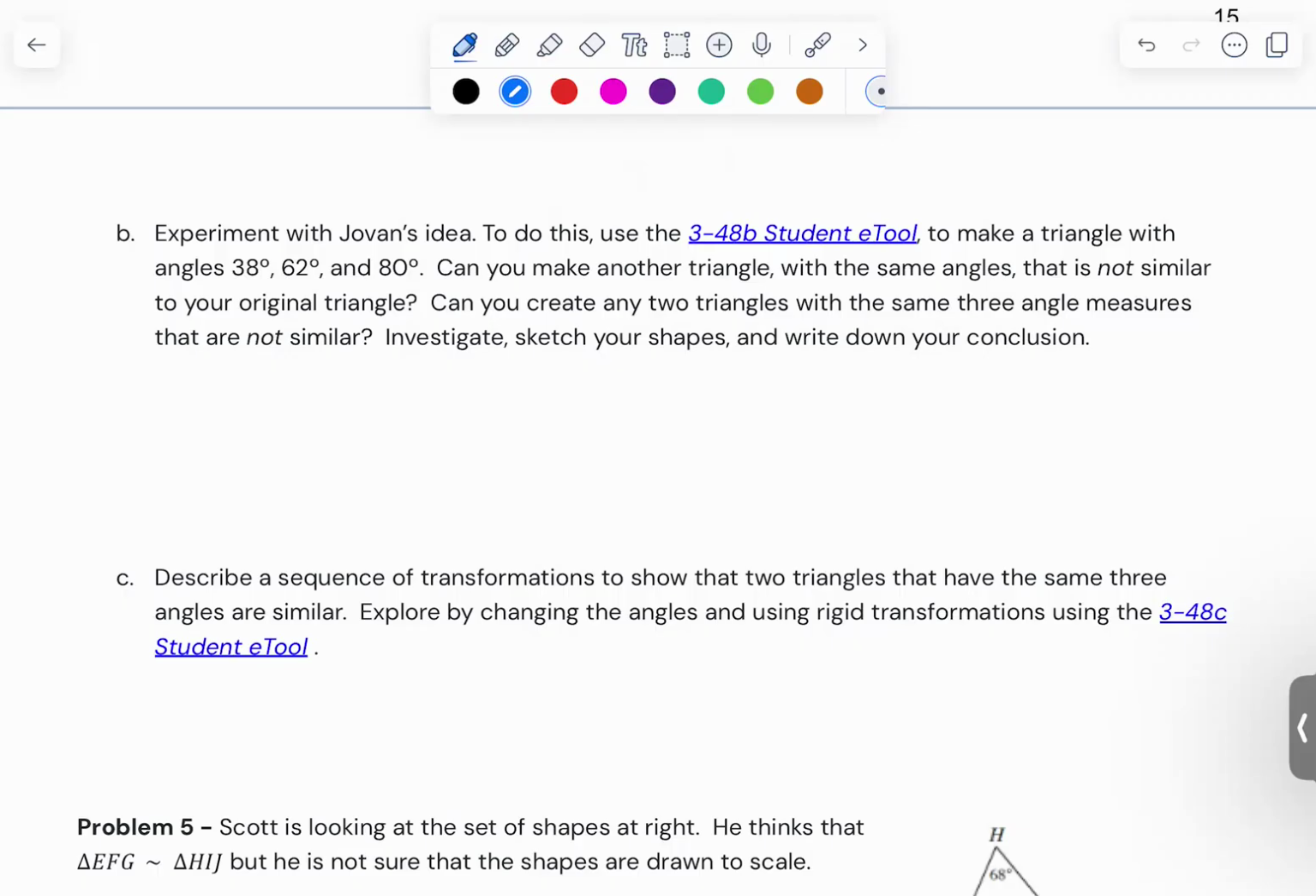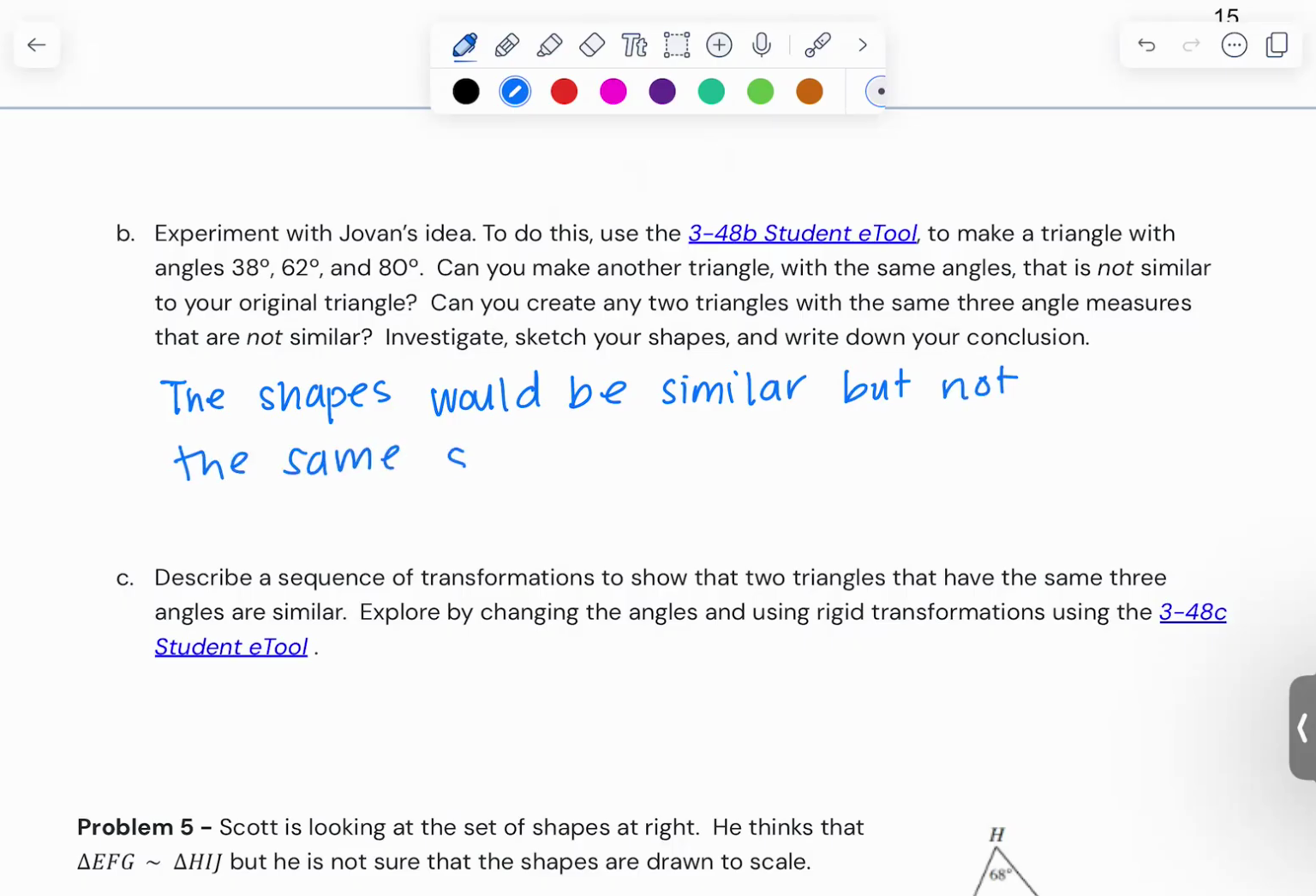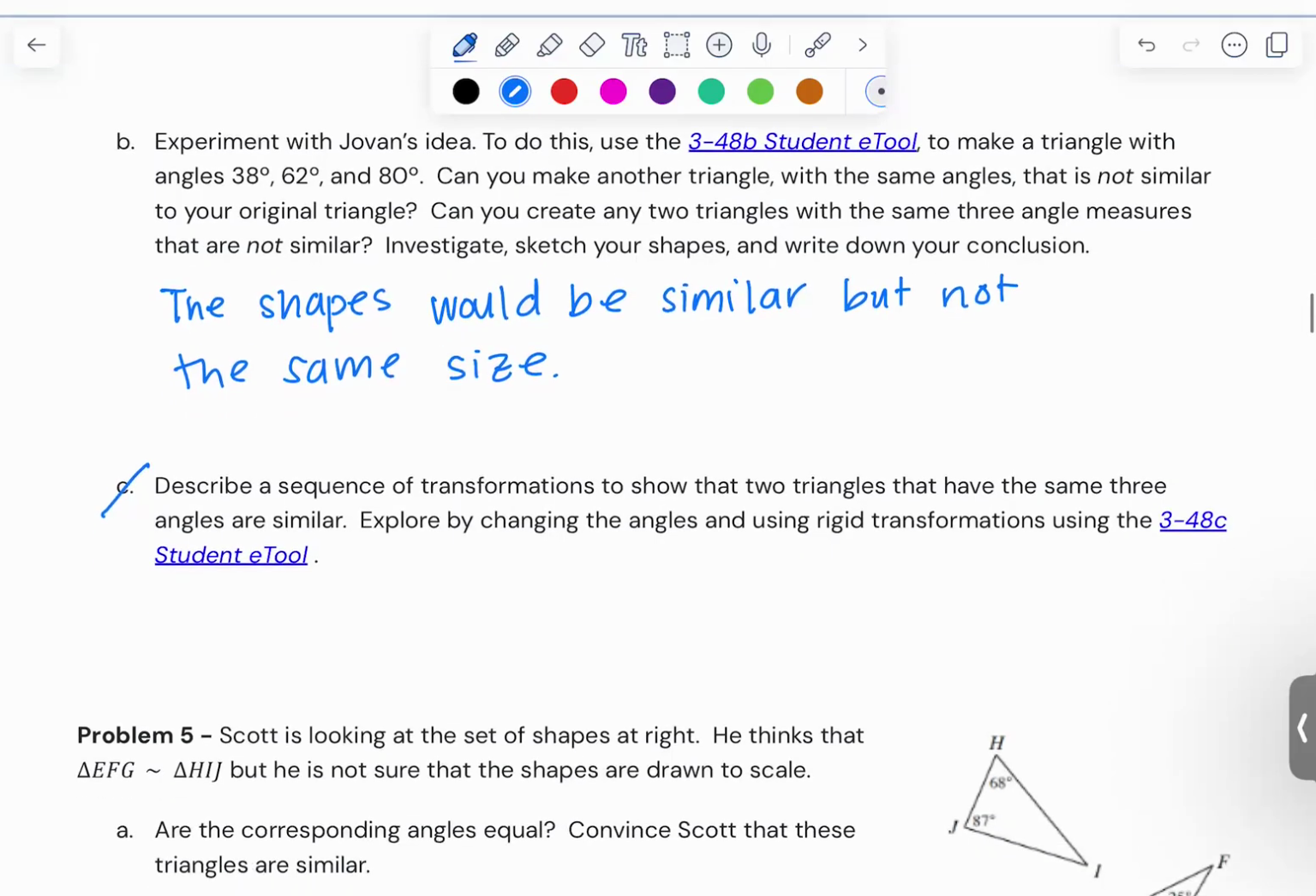So the shapes would be similar but not the same size. Okay. We're going to skip part C just in the interest of time.